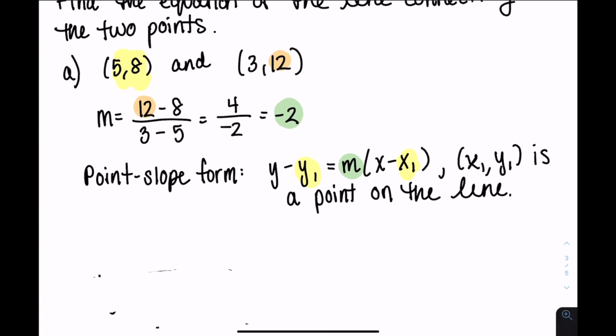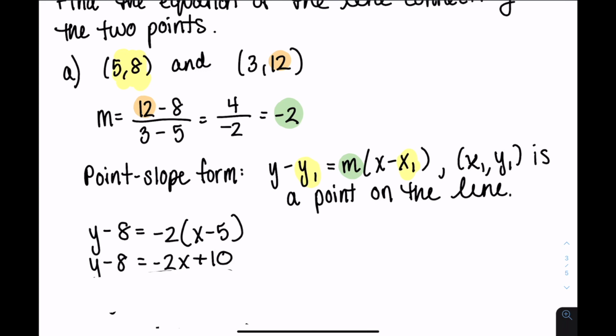So I'm going to go ahead and take y and subtract the y coordinate, which is 8. That needs to equal the slope times x minus that corresponding x coordinate. So now we've got the equation set up. I just want to put this in proper function notation, in that slope intercept form.